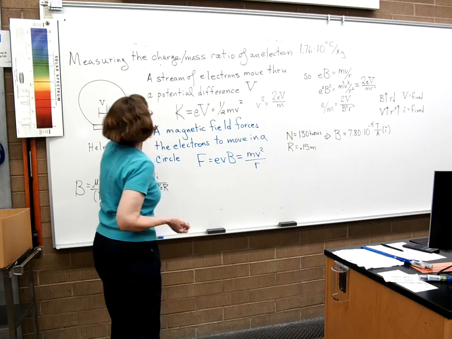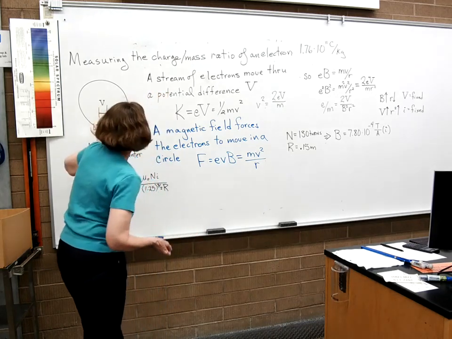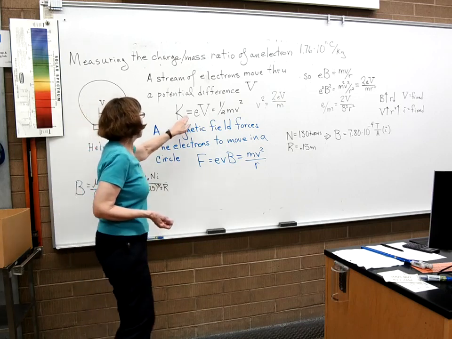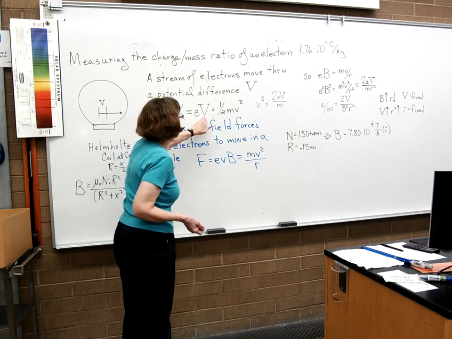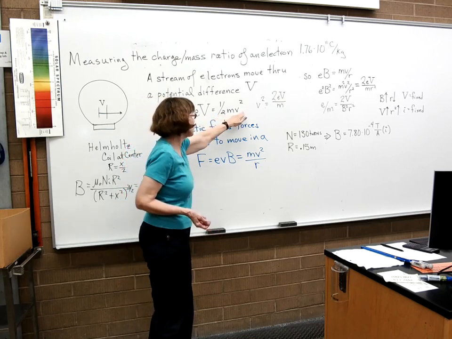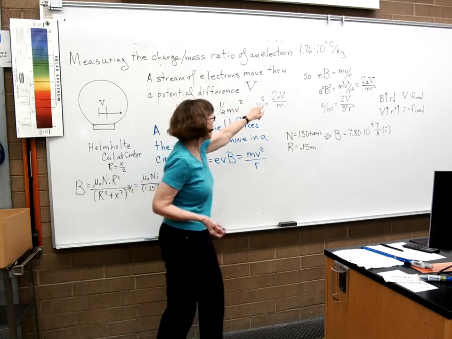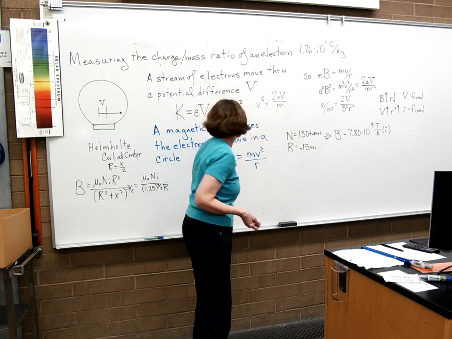In this particular case, we have a stream of electrons moving through a potential difference. That'll give it kinetic energy. So the kinetic energy is equal to the electron charge times the voltage difference. That'll be 1/2 mv squared. So if we rewrite this, the speed squared is 2 times the charge times the voltage over the mass.